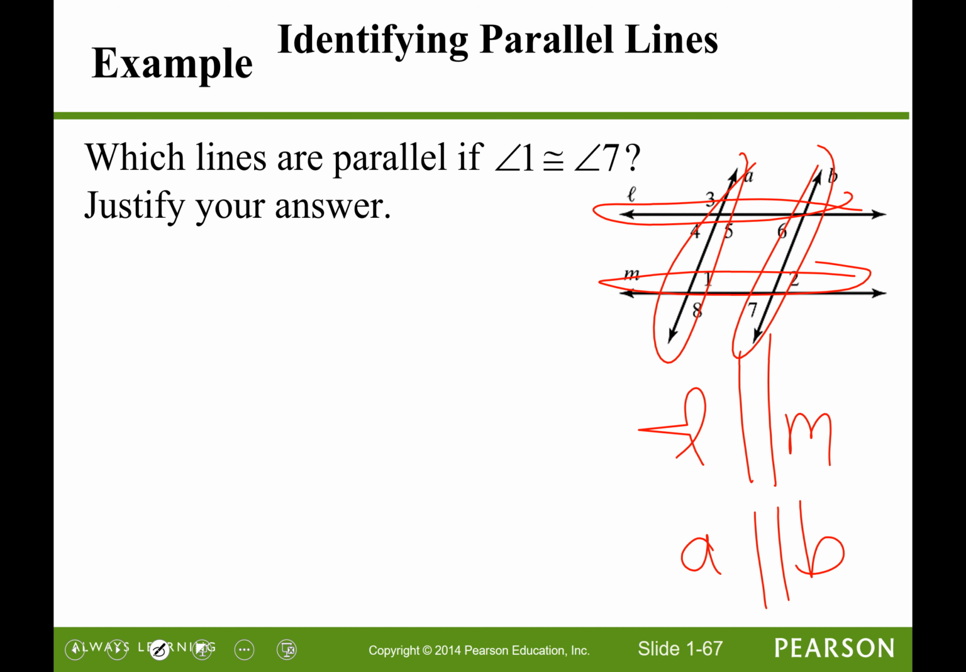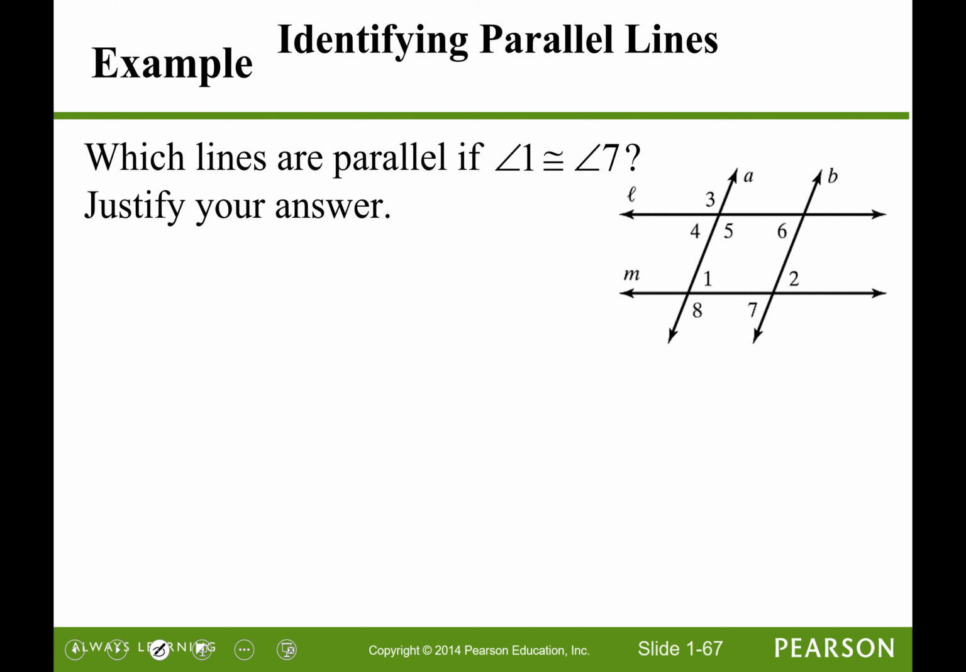And let me erase that scratch work now. All we know though is that angle 1 is congruent to angle 7. Okay, so I want to focus on those. So angle 1 right here is congruent to angle 7. All right, what I like to do at this point is take my 4 lines and I cross out the line that is not included in angle 1 or angle 7. So which line, A, B, L, or M, has nothing to do with angles 1 and 7?